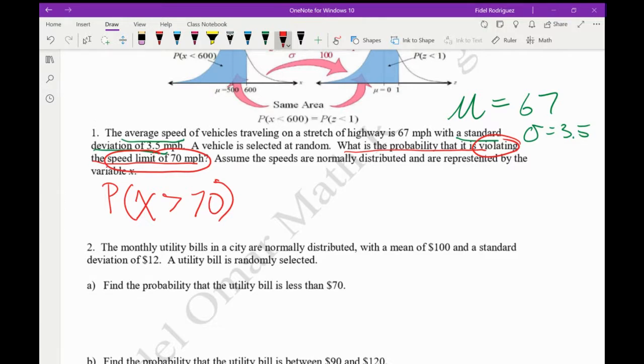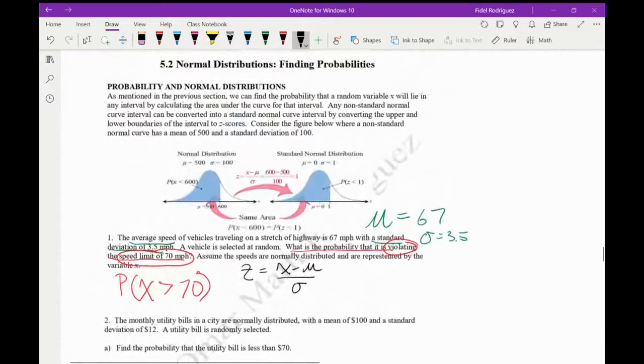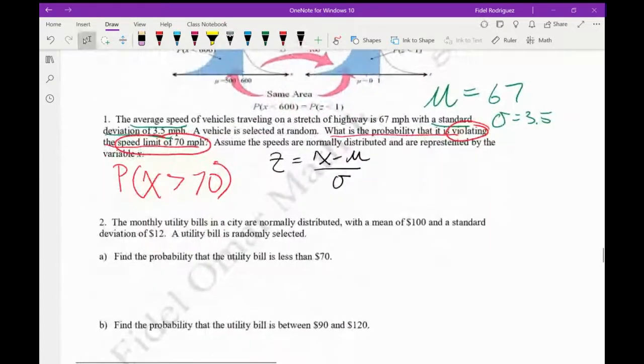Okay, so now the first thing we're going to do is convert this to a z-score. So I'm going to use this formula right here. Did I give you all that formula here? I didn't, but it was at the end of the other one. So I'm writing it down here for you now.